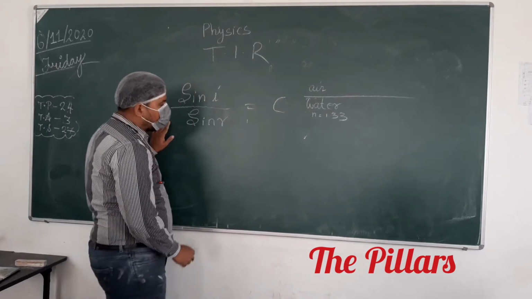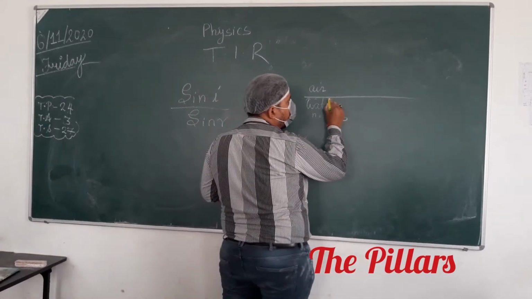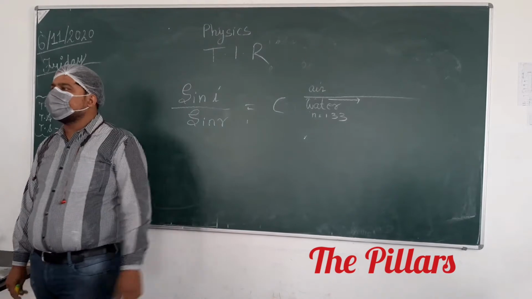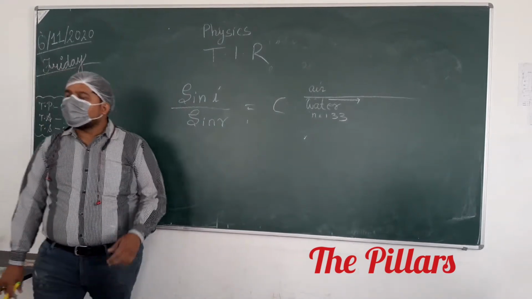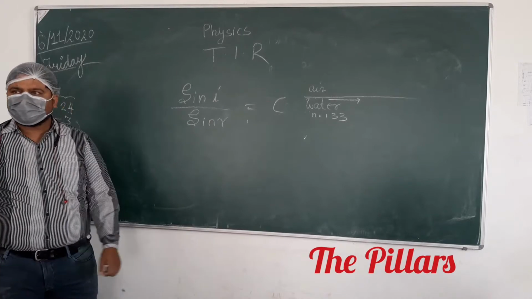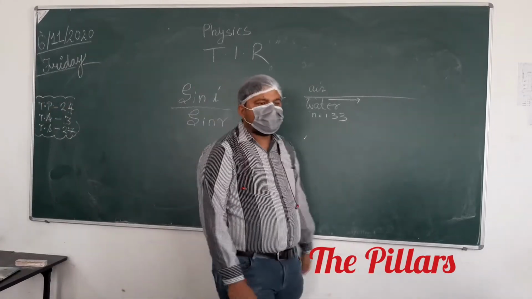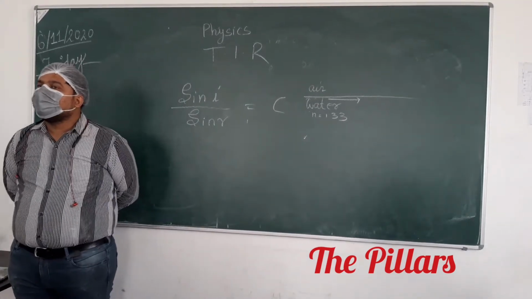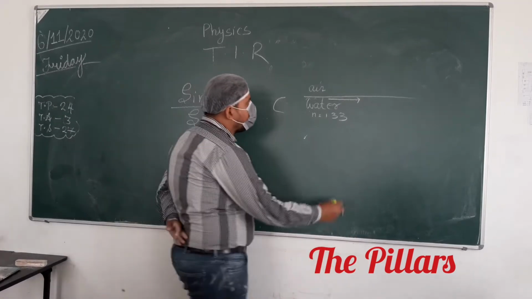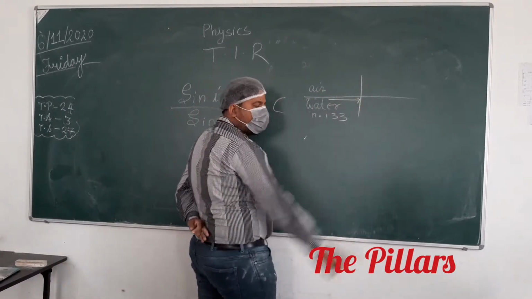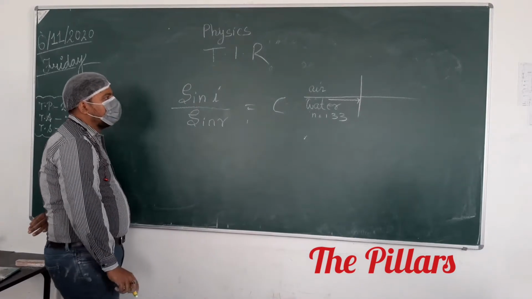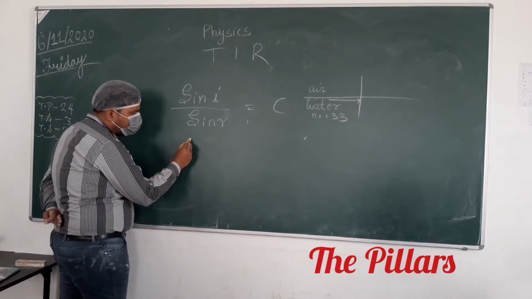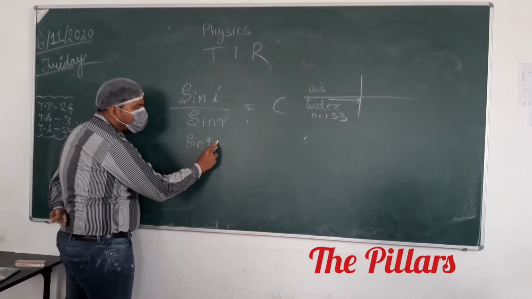Suppose we have a situation like this, that light is going like this. What will be the angle of incidence in this case? If you draw the normal on the interface, it will be 90 degree. So sin i will be sin 90, yes or no?